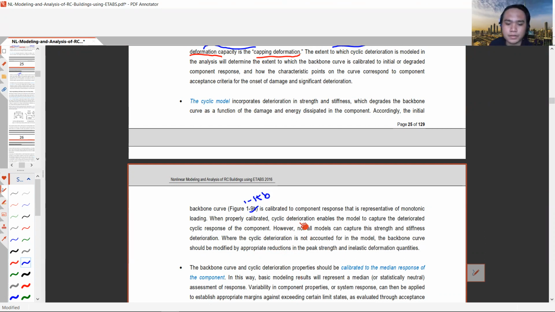Okay, take note of that. Sabi niya, kapag hindi daw nakuha, the cyclic deterioration is not accounted for in the model. So the backbone curve should be modified by appropriate reduction in the peak strength and inelastic deformation quantities.